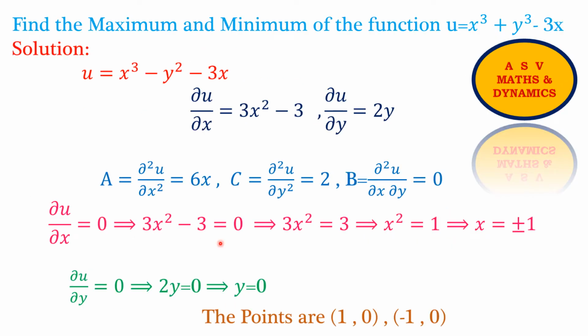So let us see the problem: find the maximum and minimum of the function u equal to x square plus y square minus 3x. For this function we want to find whether it is maximum or minimum, and what the maximum point or minimum point is.